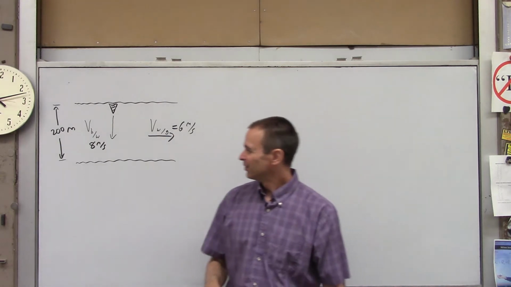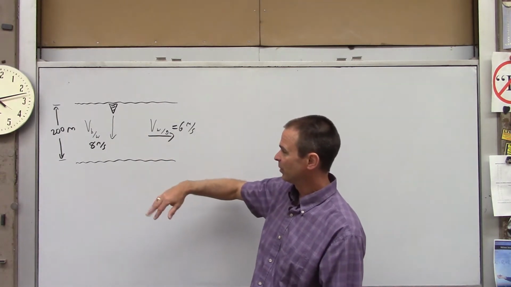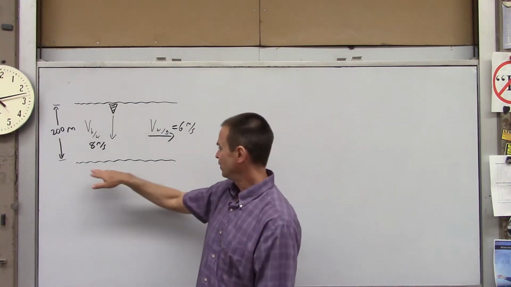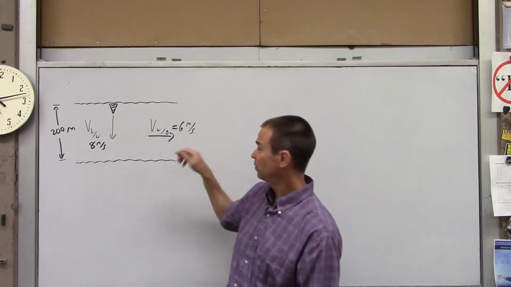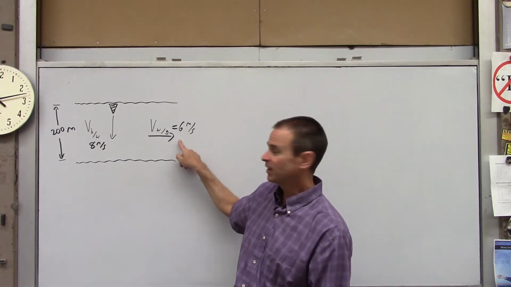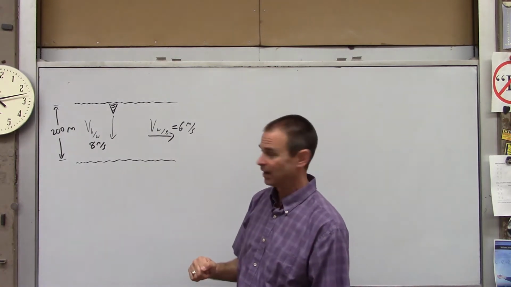All right. So what's the diagram here? Well, we have our river. This is one shore, and this is the other, and the river is flowing to the east at 6 meters per second. And the notation here is the velocity of the water with respect to the ground.